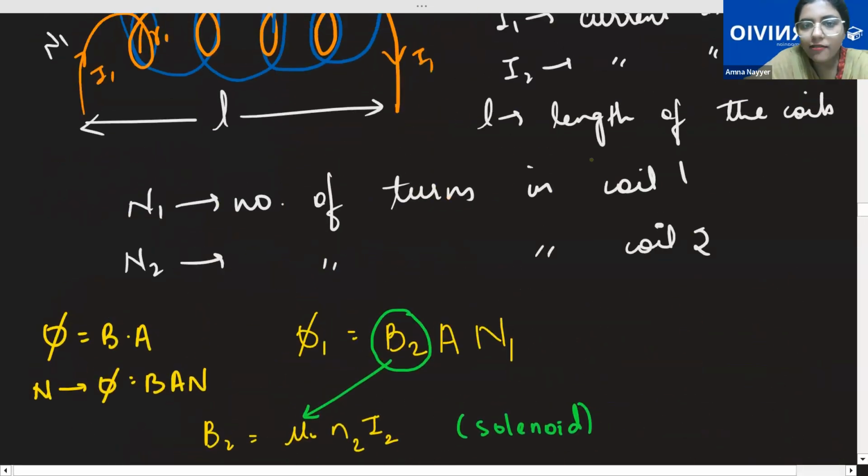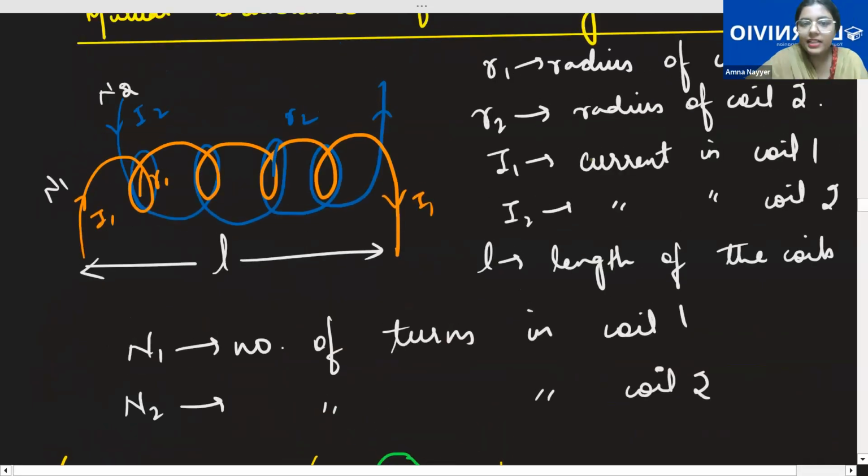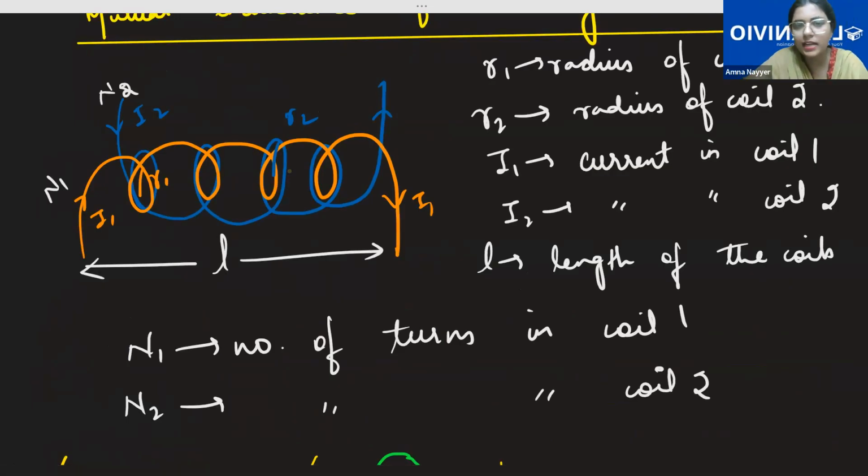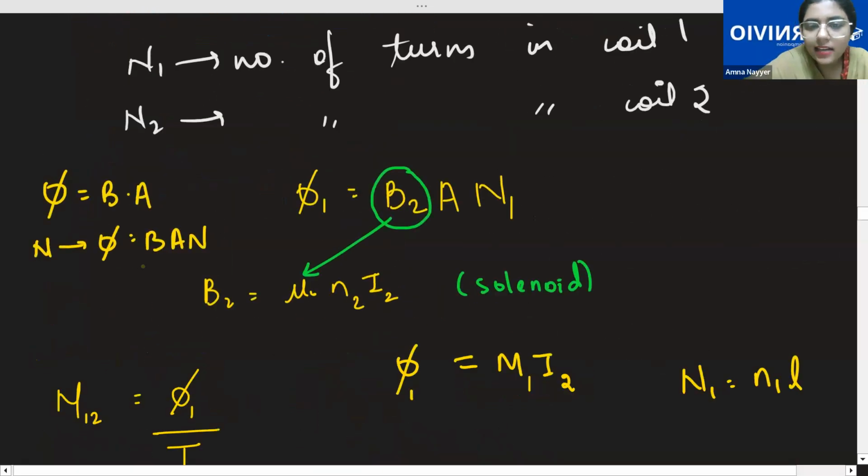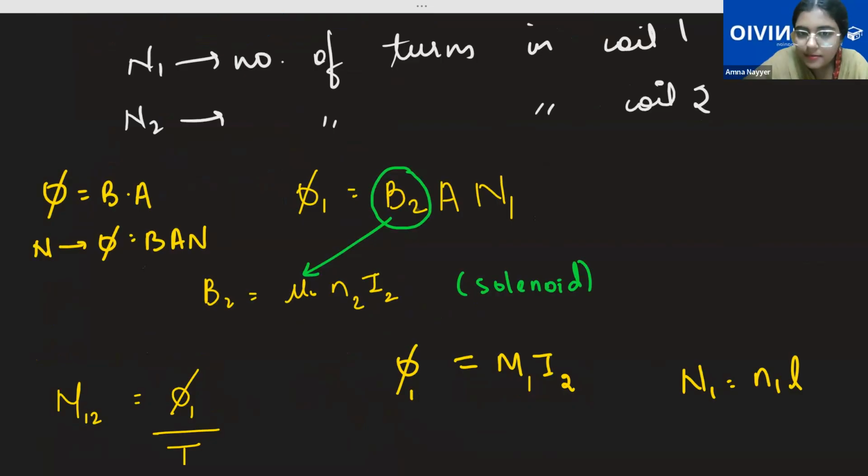See, you have two coils with you. I1 is the current through the first coil. Wherever the voice cracks, please just stop me so that it doesn't get messed up. I2 is the current through the second coil. They have their own radii, their own number of turns, and a length. So what is done? Flux is calculated for the first coil. The magnetic field of the second coil is basically influencing the first coil's flux. That's what we studied in mutual induction.